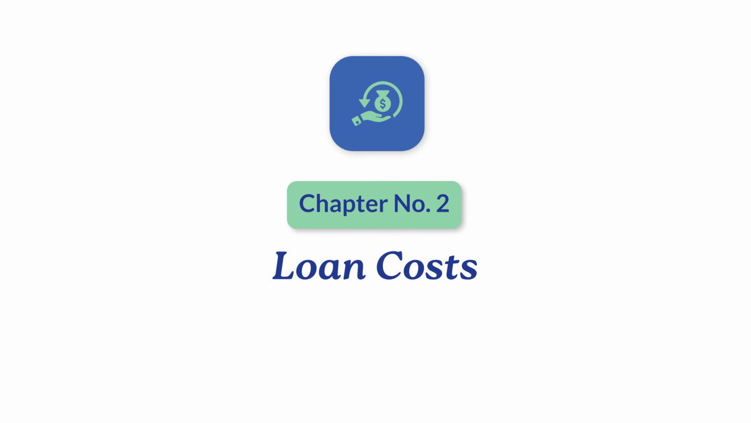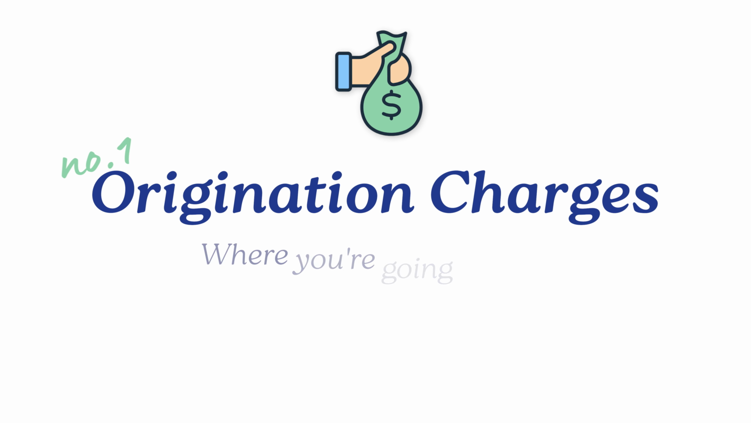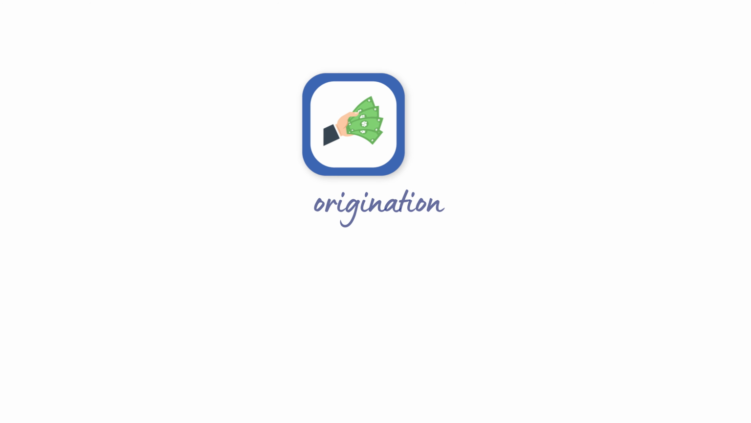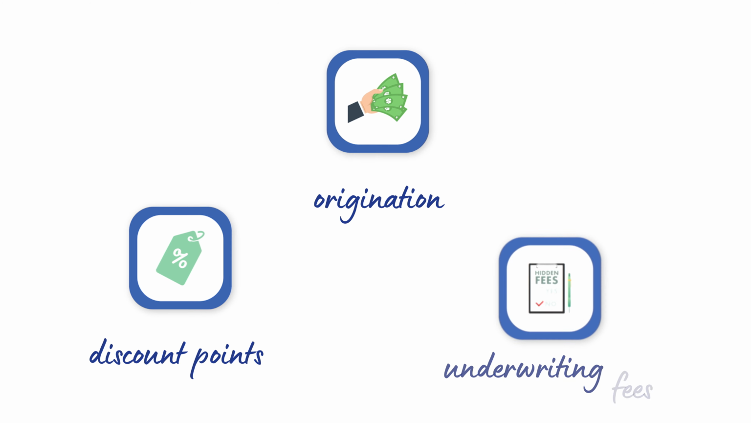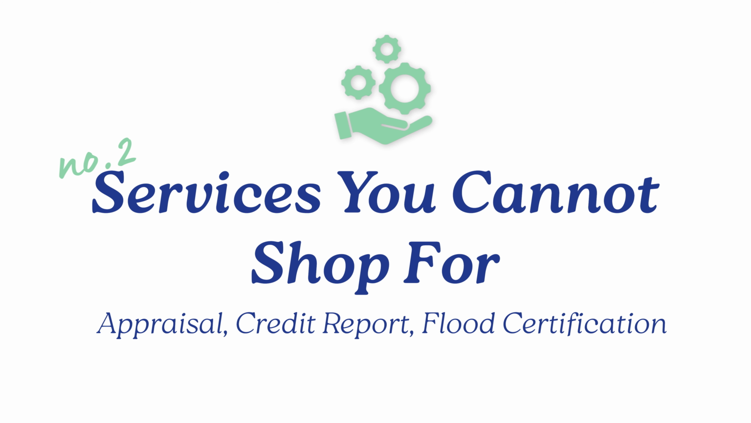get some answers. So Section B, as in boy, is going to break down the loan costs into two parts. Origination charges, number one. So here's where you're going to see the lender charges, and that's what we talked about before with the loan estimate. You're going to see things like origination, discount points, underwriting fees, things of that nature. And then you're also going to see services you cannot shop for: appraisal, credit report, flood certification. Total up parts 1 and 2 and compare to sections A and J on your loan estimate. And for any unexplained increases, make sure you ask your loan officer why that's the case.